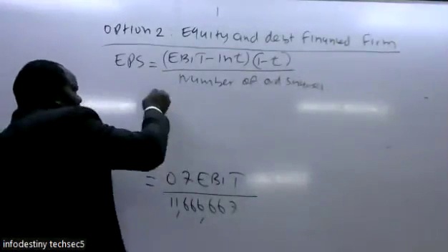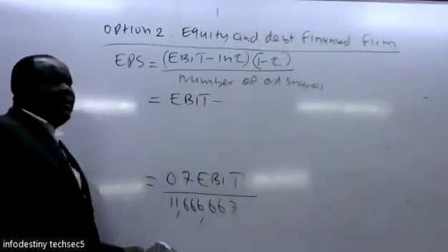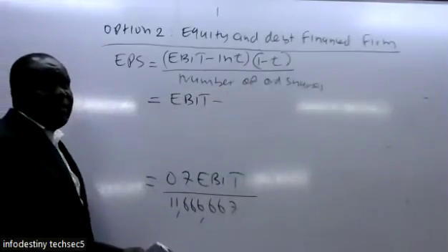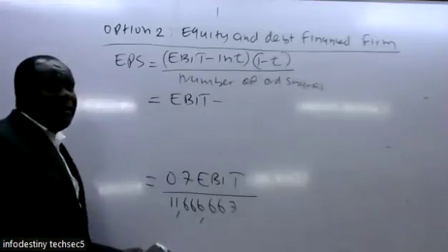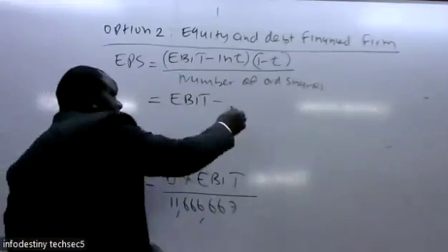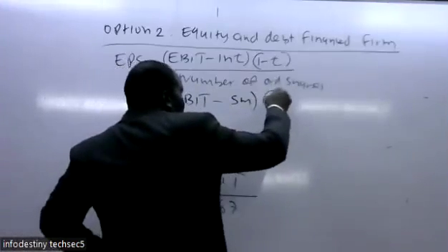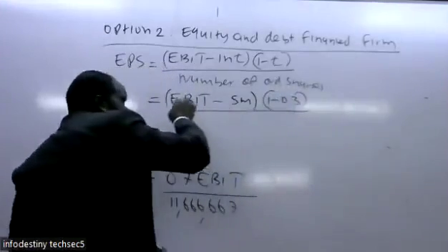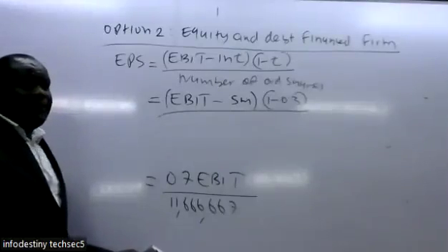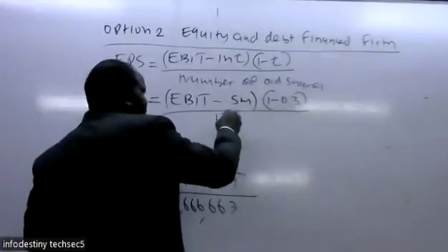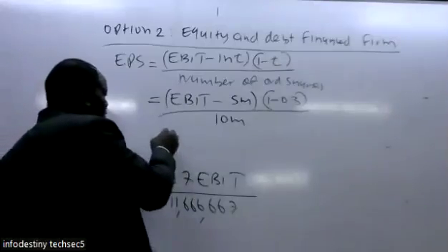So it will still be earnings before interest and tax, minus interest. I want you to go to option two, Roman letter two of the question. How much do we get as interest? We got 5 million. Everything you refer to what you calculated in Roman letter two. 5 million, then 1 minus 0.3. Also check the denominator. There were 10 million ordinary shares under that Roman letter two.